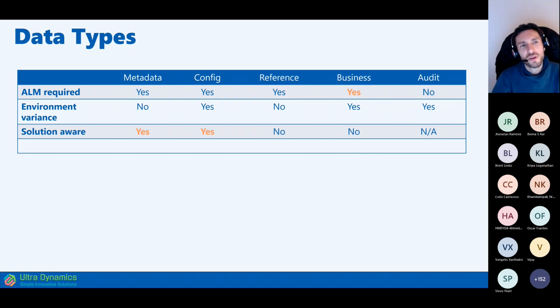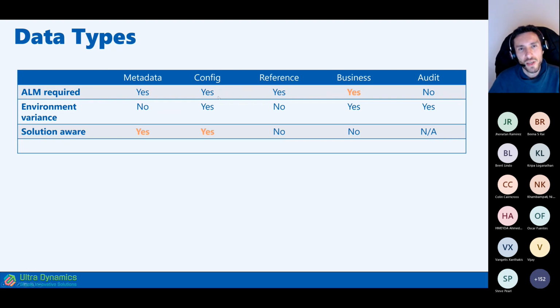So this is the slide where it talks about how each data type impacts the things that we need to do from an ALM perspective. So let's start with metadata, for example. You need ALM capabilities for metadata, and this is mostly handled by the solutions. And typically, you move the same solution to different environments, so there isn't a lot of environment variation.